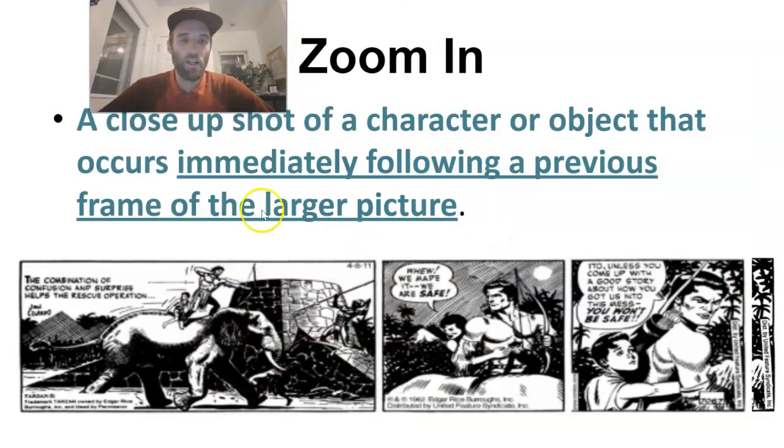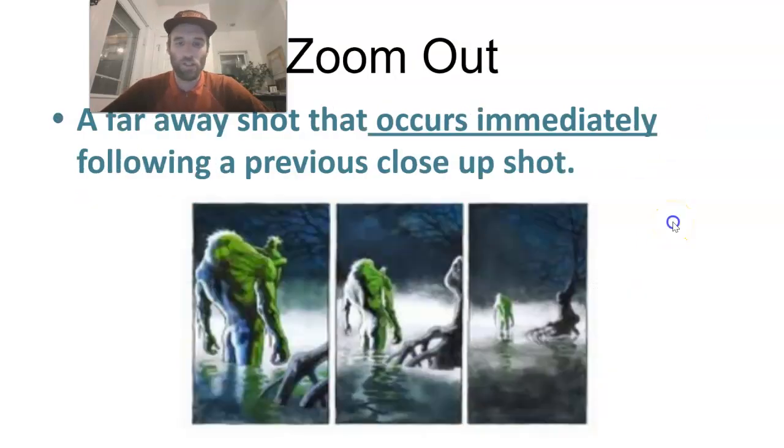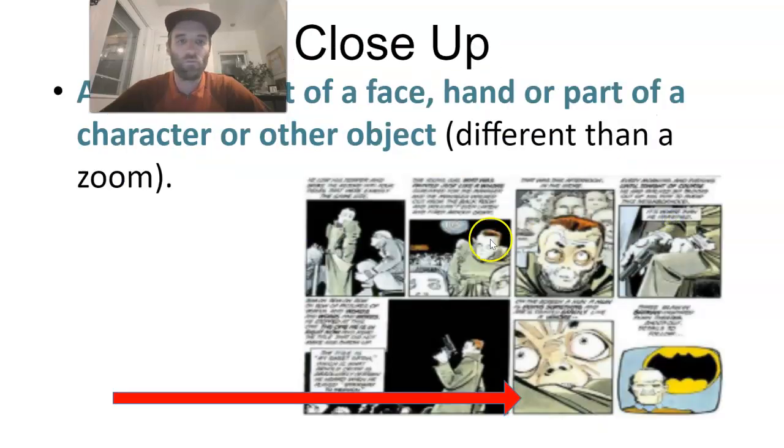A zoom in is a close-up shot that follows a larger picture. So just like you're zooming the camera in on some character, some scene. Zoom out is the opposite. Close-up, just a close-up shot, maybe of someone's face, someone's expression. It's different from a zoom because it's not the exact same image.